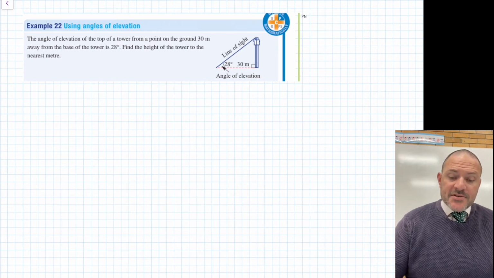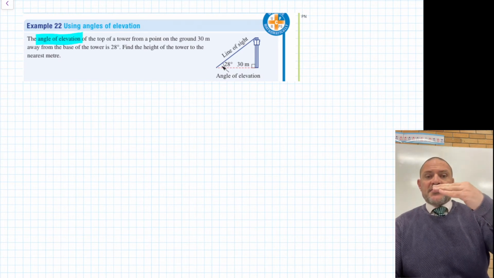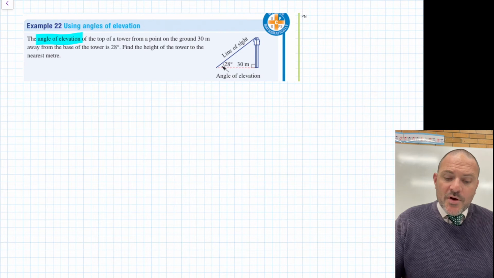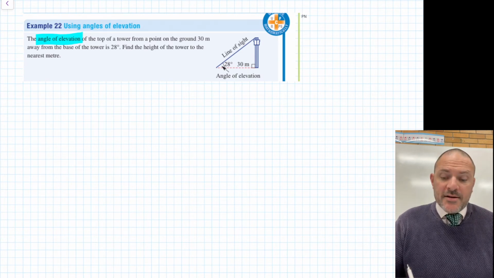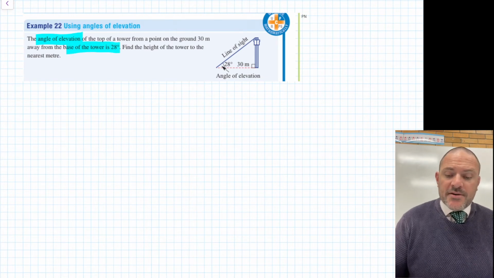So it says in this question, the angle of elevation. Okay, that's really important. So across and up. Of the top of a tower from a point on the ground, 30 meters away from the base of the tower, is 28 degrees. Find the height of the tower.